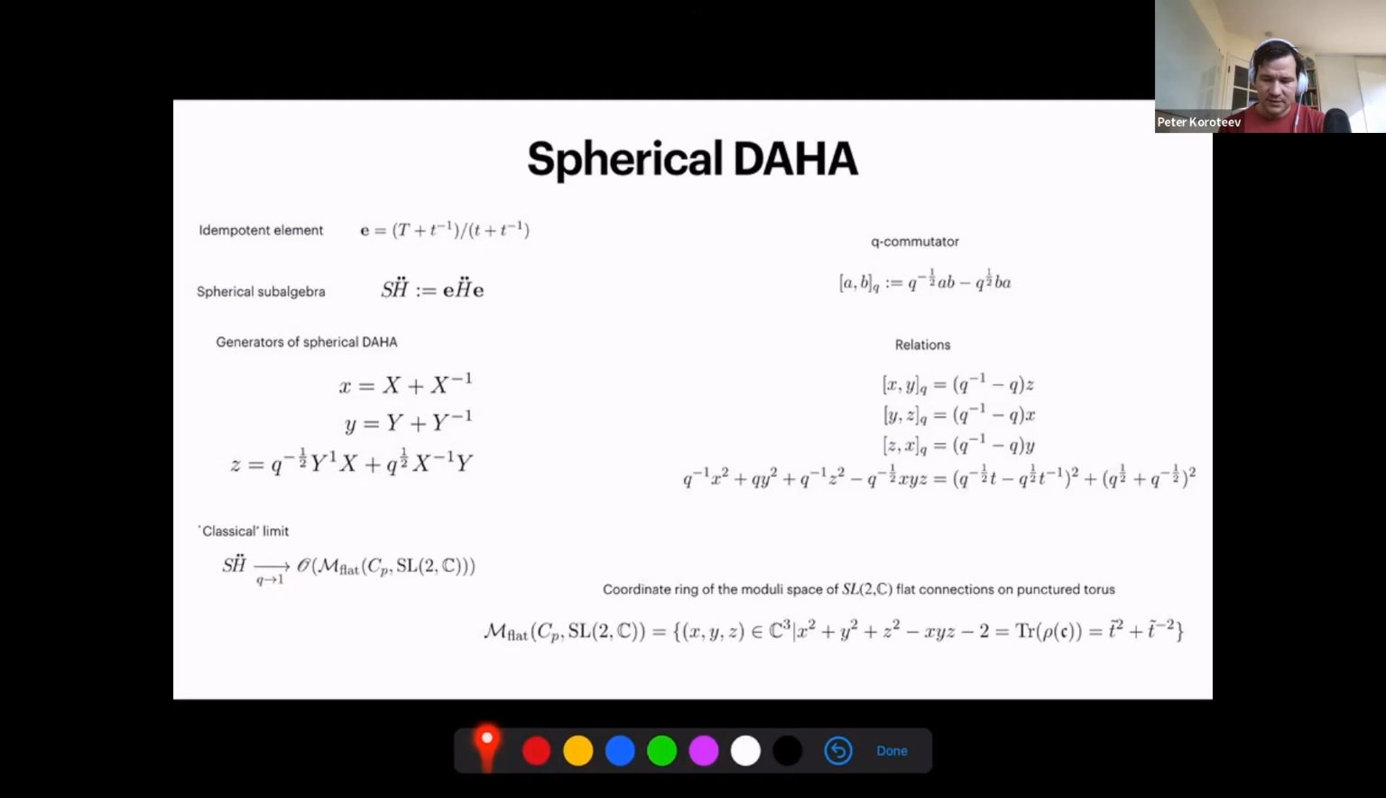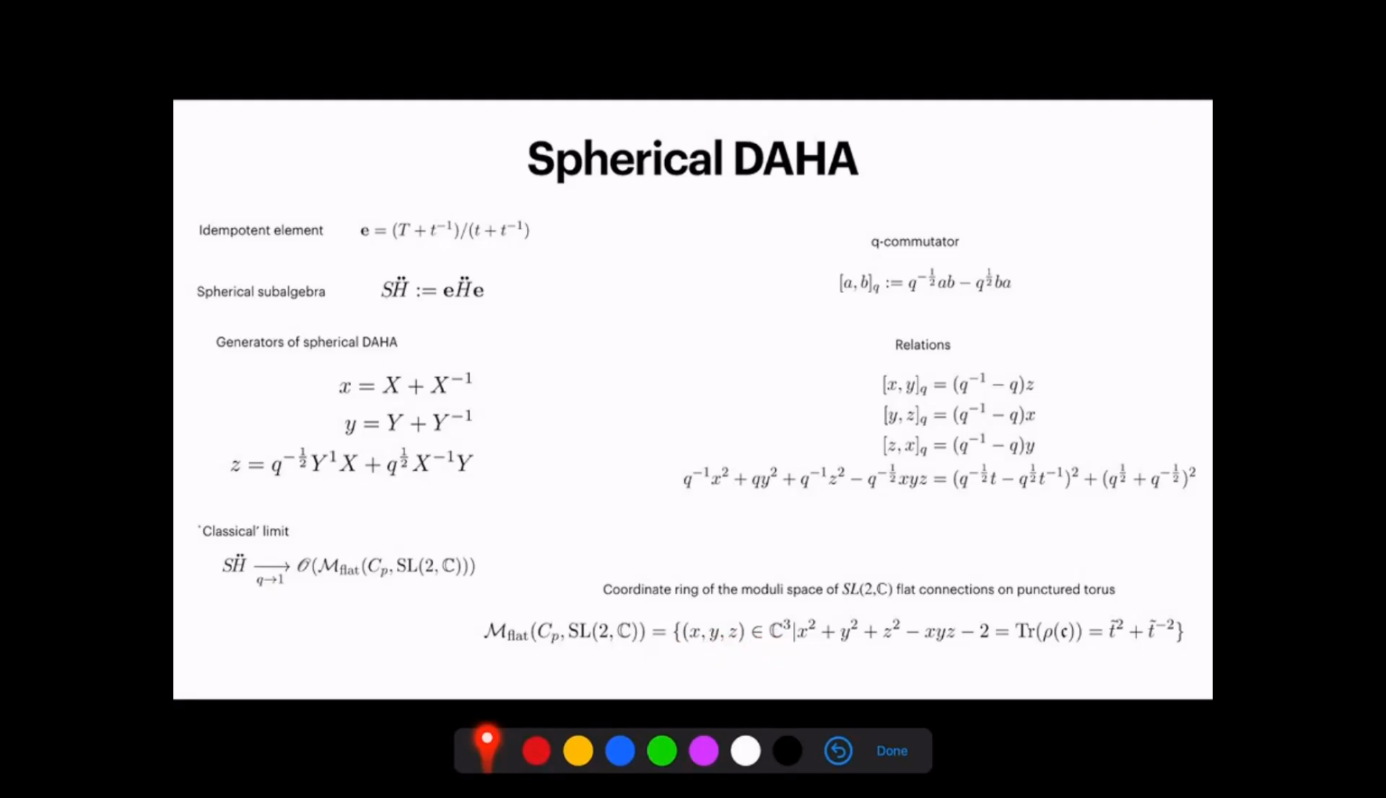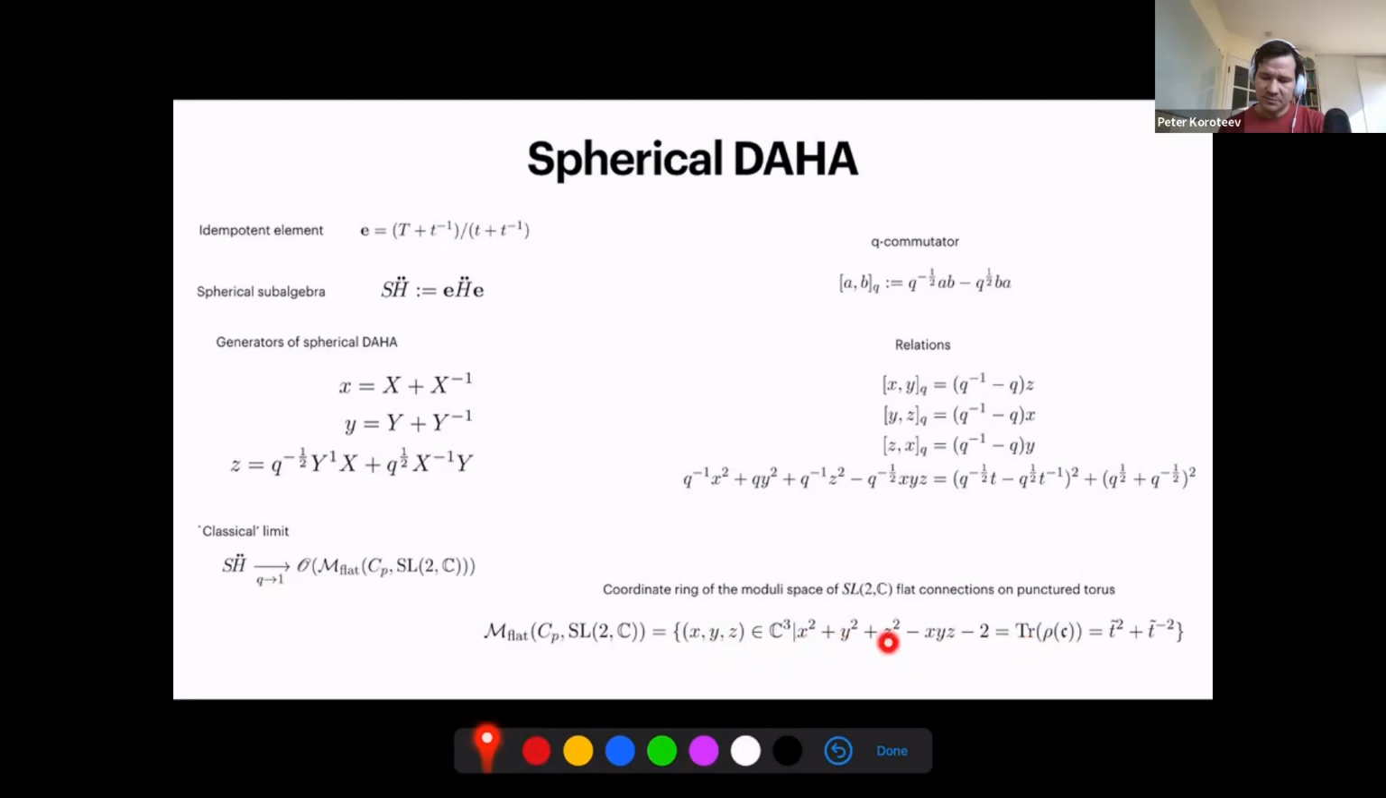And then the spherical DAHA becomes the algebra of functions on the moduli space of flat connections on the punctured torus with structure group SL2C, right? And that space is described by this equation. I'll show it to you in more detail on the next slide. So there's a cubic in X, Y, and Z in C3, given by this equation: x squared plus y squared plus z squared minus x y z minus 2 equals t squared plus t minus 2. Don't worry about the tilde, there's just some rescaling normalization.